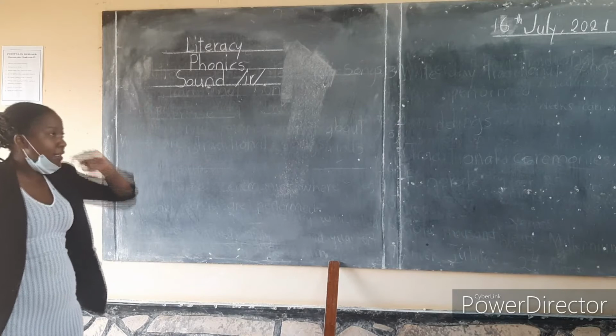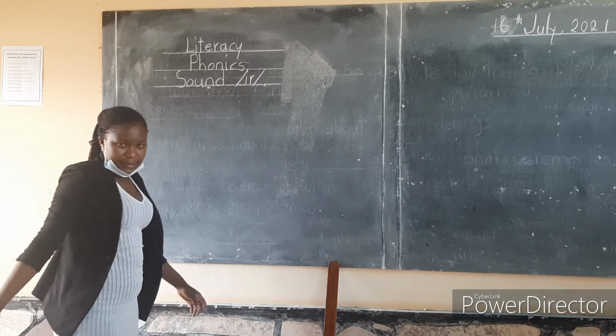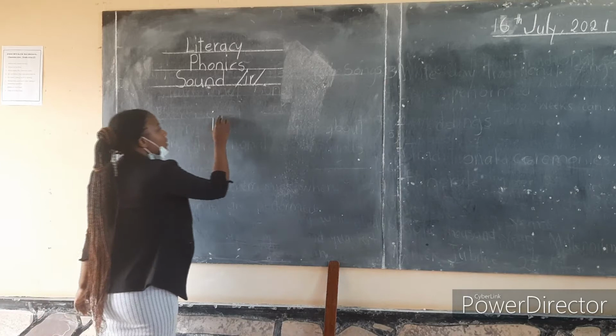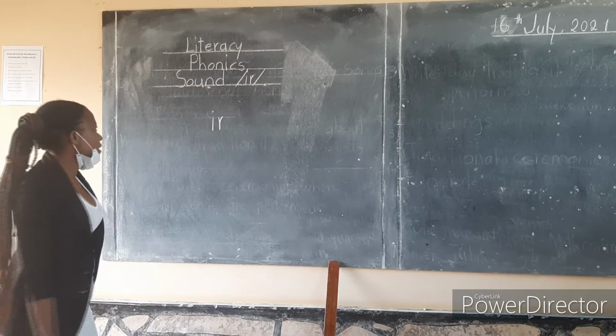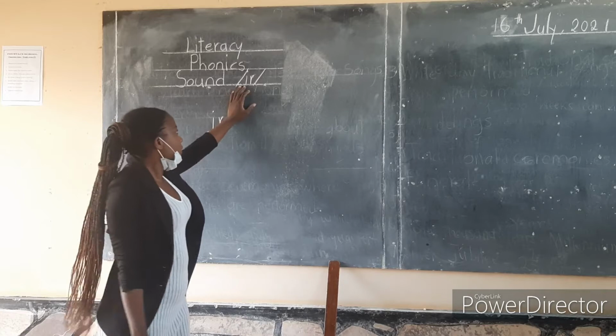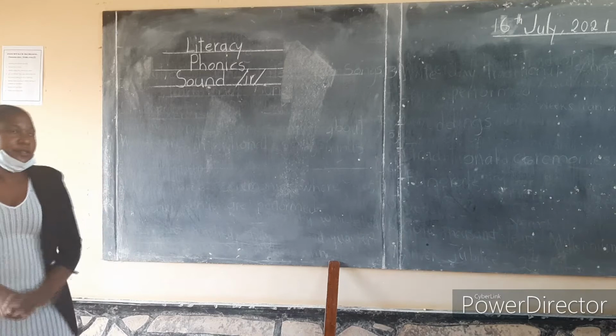We have a sound here with me. So, this sound has got two letters. Two sounds rather. What sound is this? E. We also have another sound. What sound is this? So these two sounds, when you put them together, they give us sound D. So this one, sound E and sound R, gives us sound D.